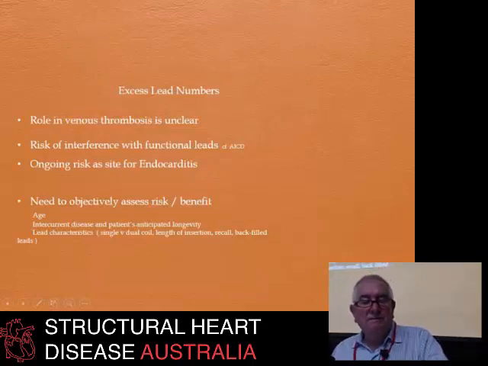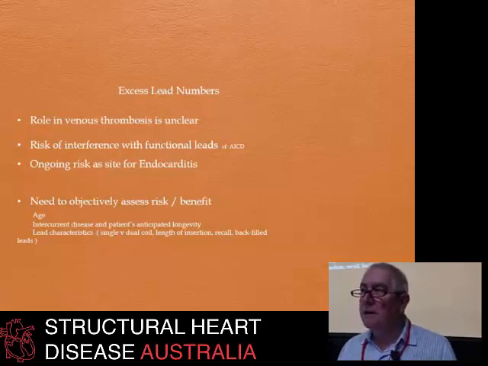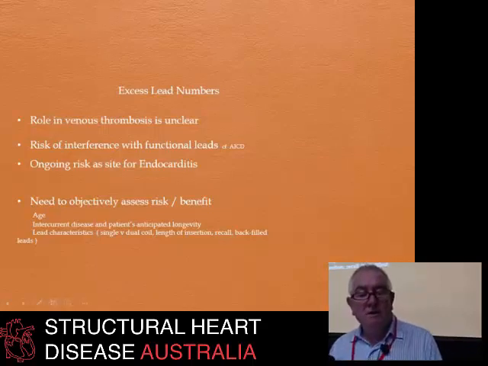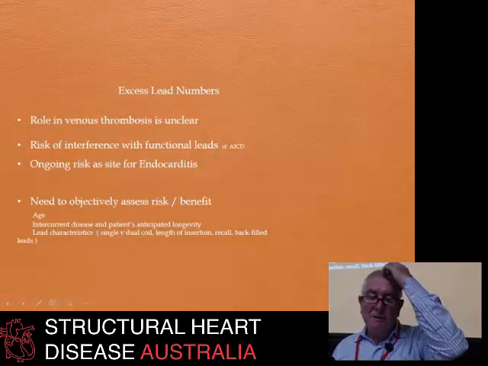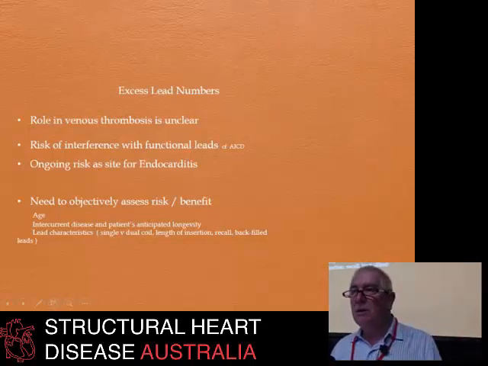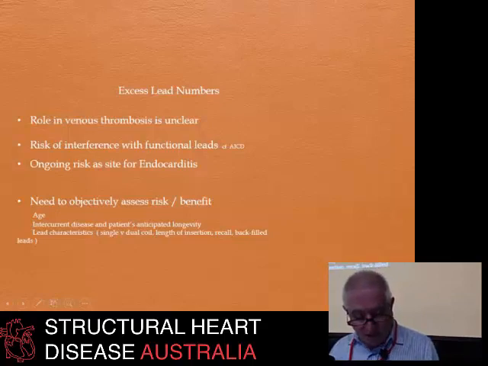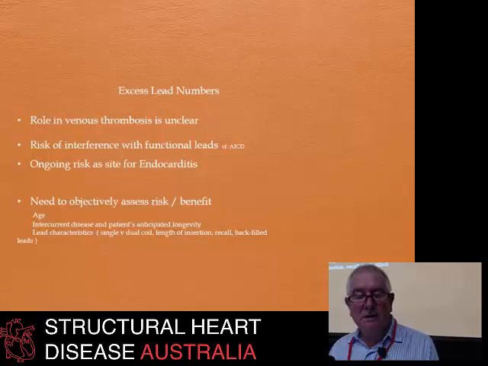So, excess leads. The role in venous thrombosis is not clear. That's why I said right at the start, I don't know how many leads, it's too many. There is a risk with these leads interfering with other functional leads, and there's got to be some kind of increased risk of endocarditis, in the same way as anyone who's got a valve in their vascular system has an increased risk of endocarditis, albeit not necessarily particularly high.